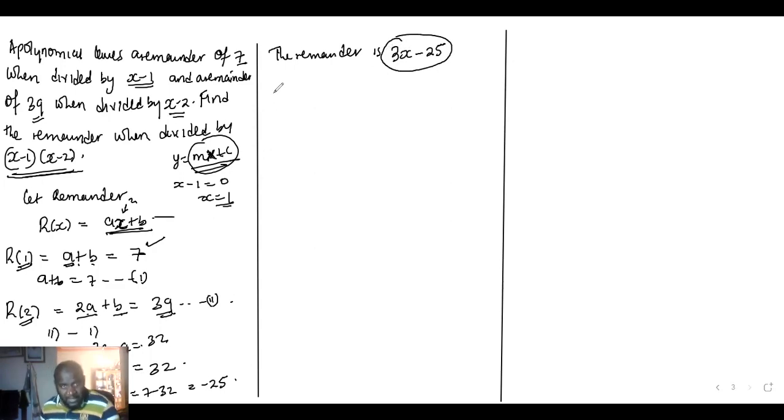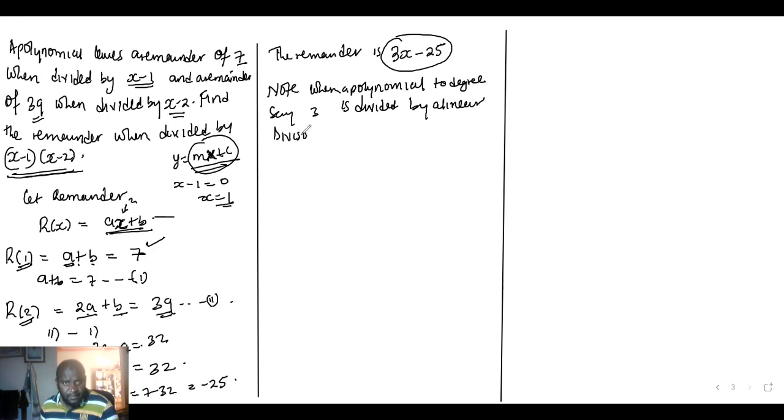Okay, let me note this also in words. You might not write it down, students, I know you. Note, when a polynomial to degree, say for example 3, is divided by a linear function or linear divisor, the remainder is a constant.